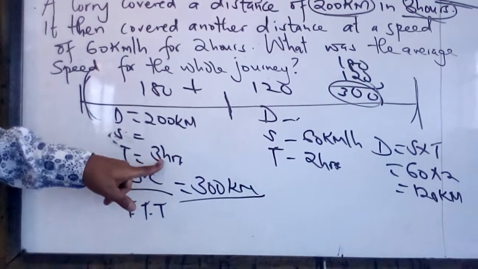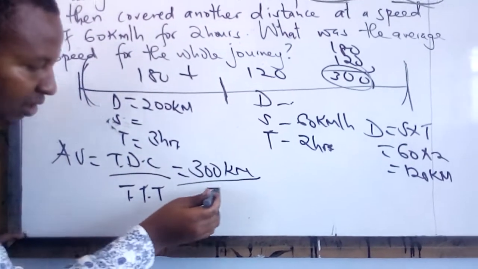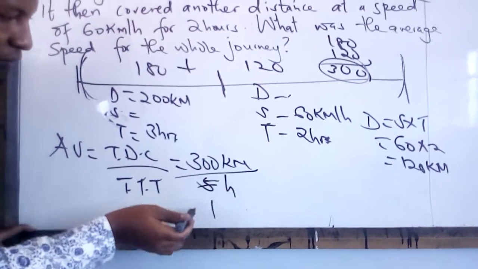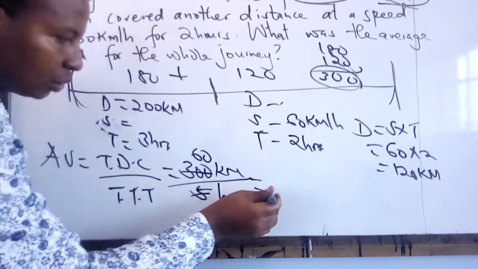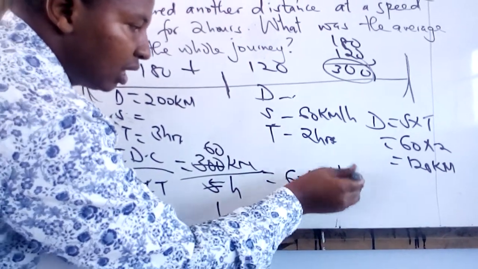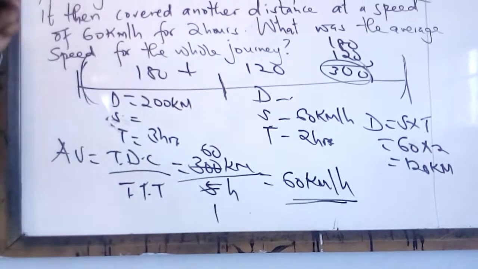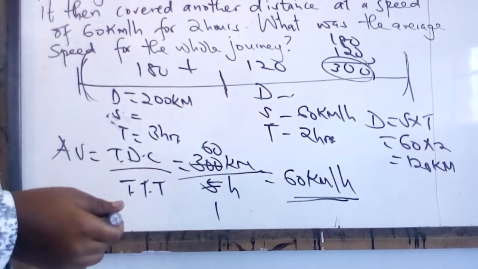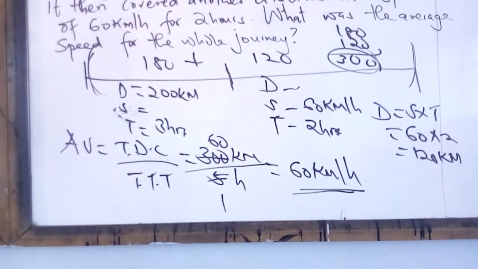Total time 3 plus 2, which is 5 hours. 300 divided by 5 is 60. So the answer is 60 kilometers per hour. Kilometers per hour because you are getting speed. Our next question.